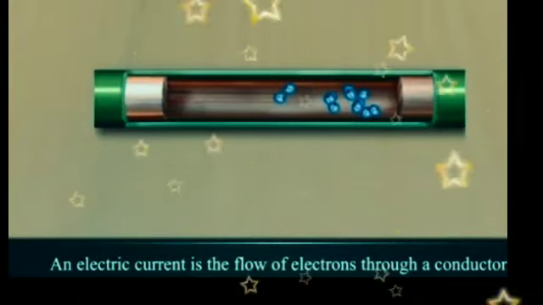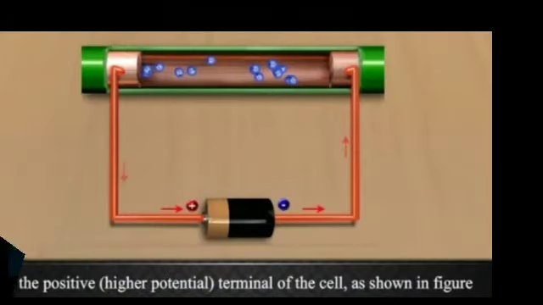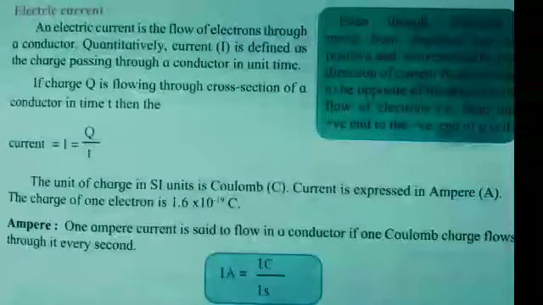An electric current is the flow of electrons through a conductor. The electrons move from the negative terminal to the positive terminal of the cell, or from the lower potential to the higher potential of the cell. Due to the flow of these electrons, current starts to flow through the wire. This motion of electrons is irregular, but there is a definite non-zero value to their average velocity.